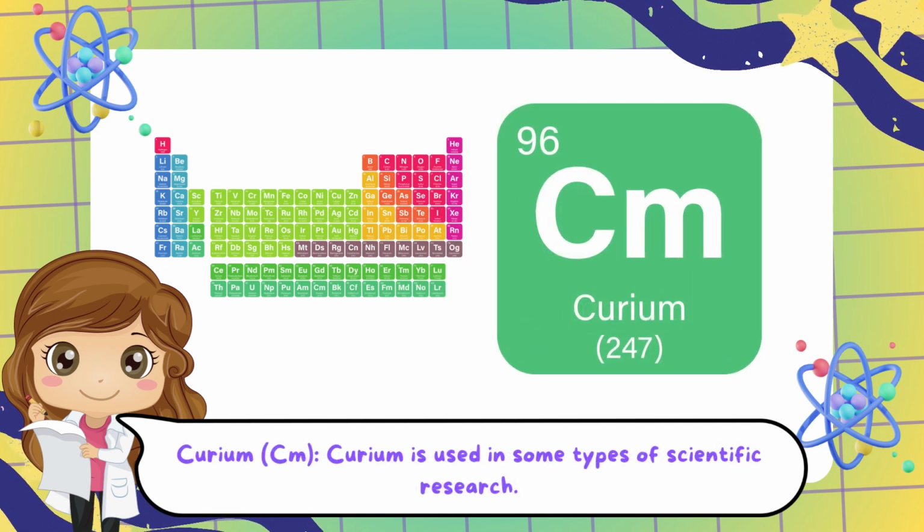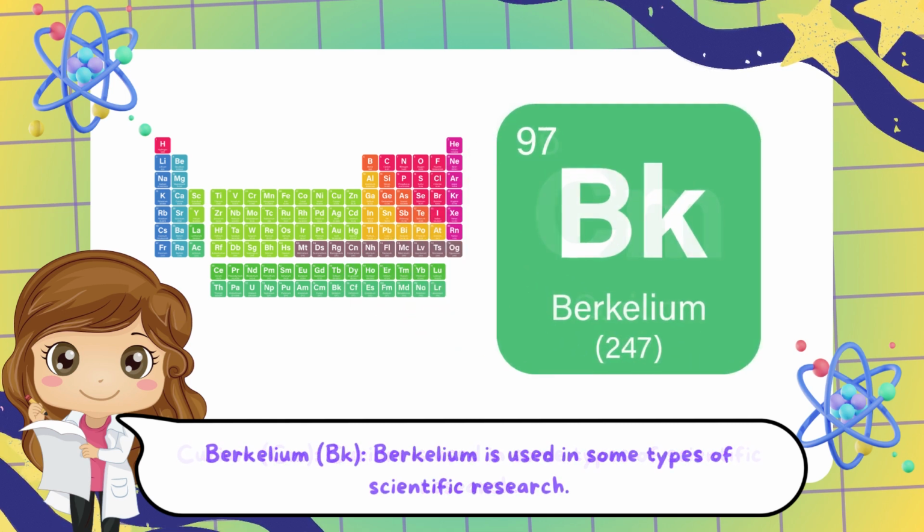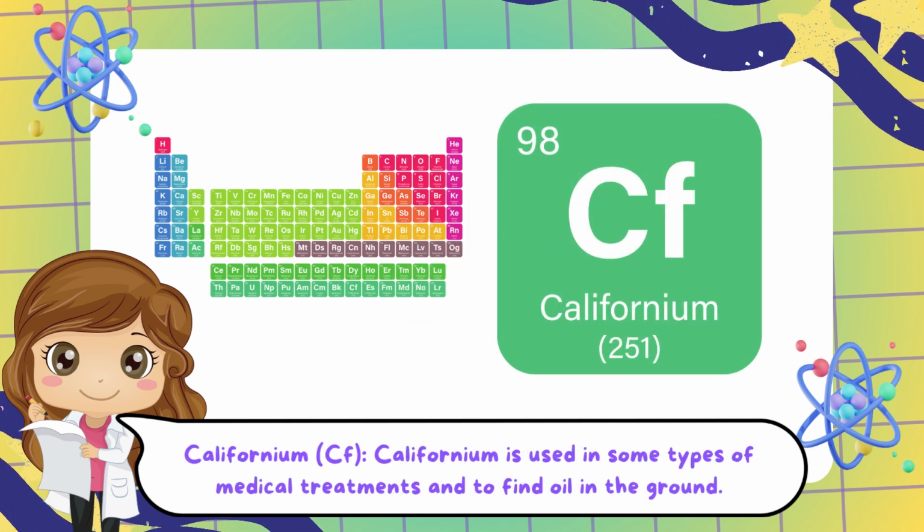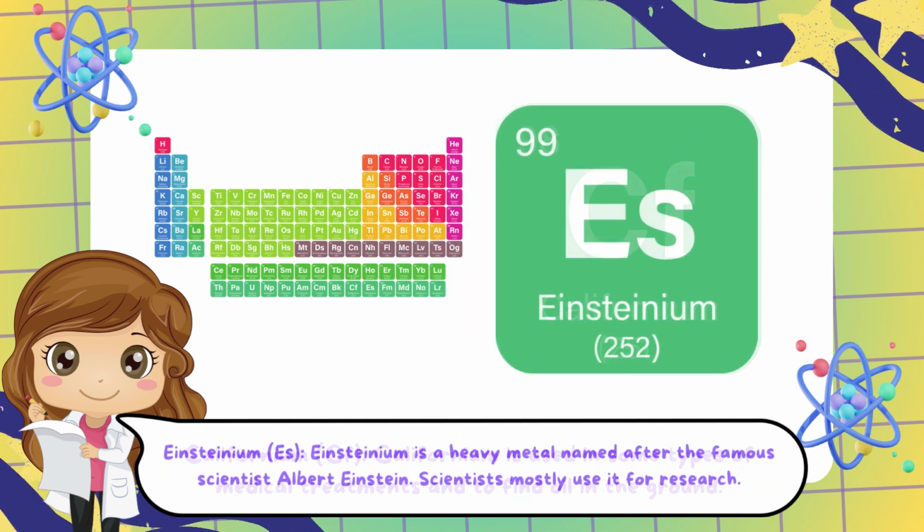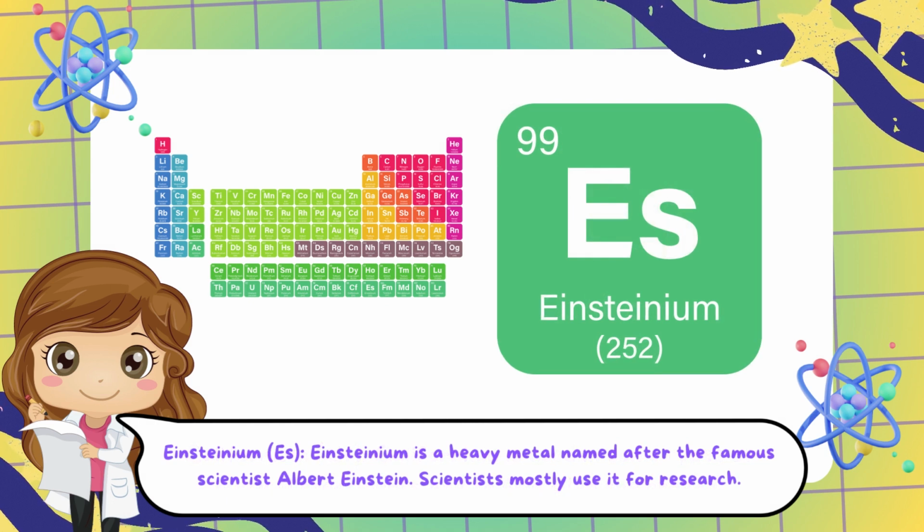Curium, Cm. Curium is used in some types of scientific research. Berkelium, Bk. Berkelium is used in some types of scientific research. Californium, Cf. Californium is used in some types of medical treatments and to find oil in the ground. Einsteinium, Es. Einsteinium is a heavy metal named after the famous scientist Albert Einstein.